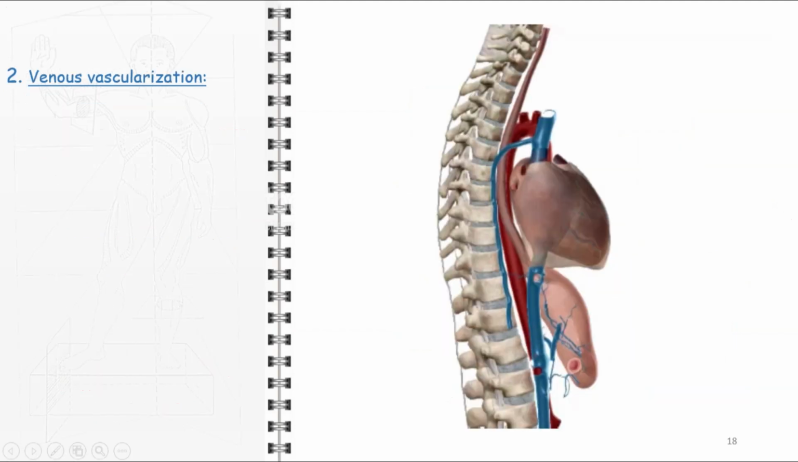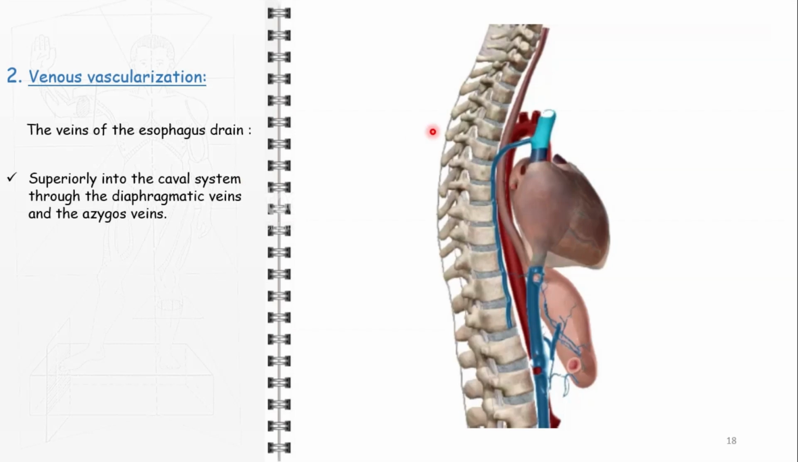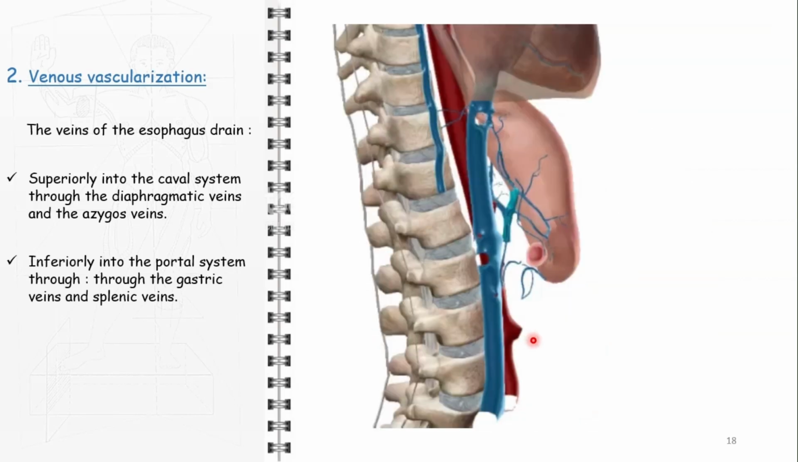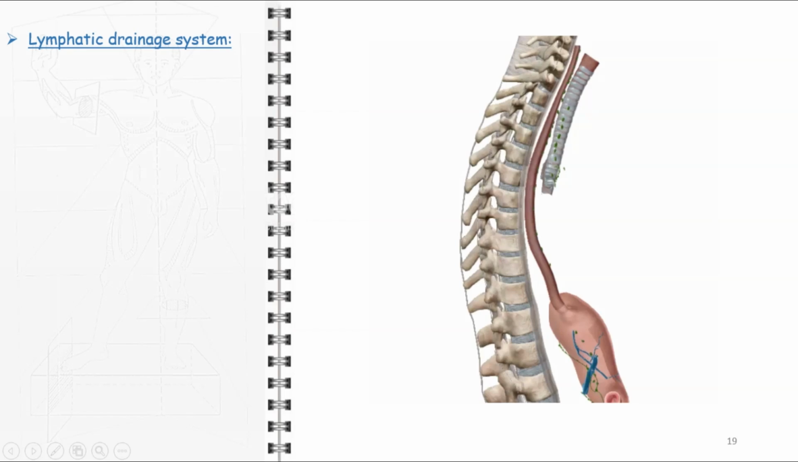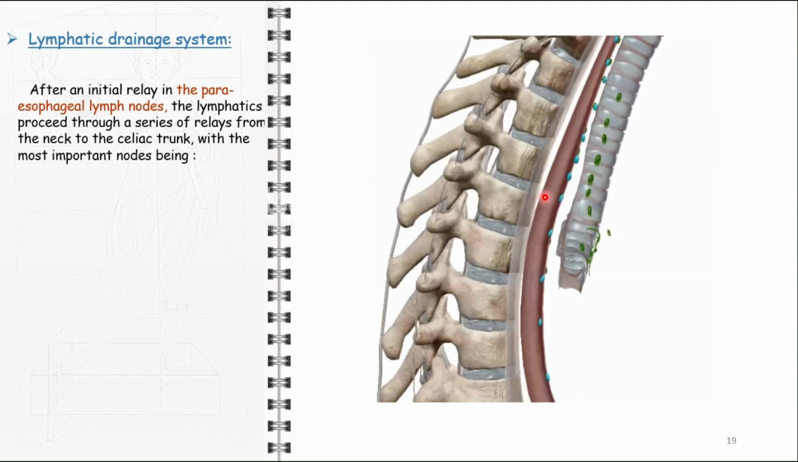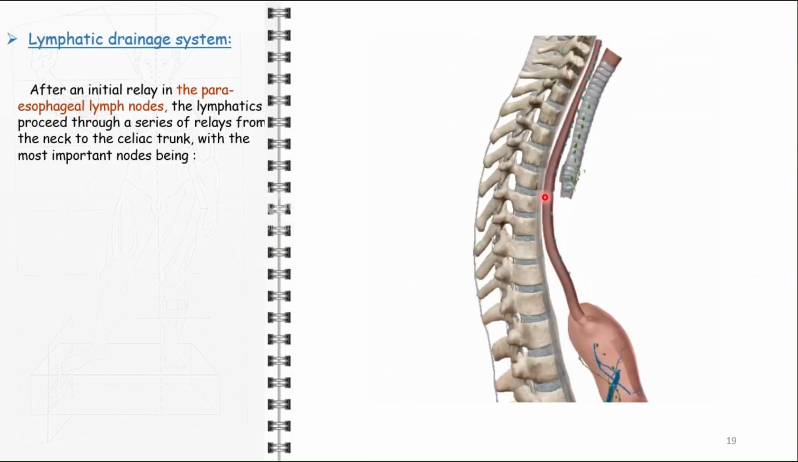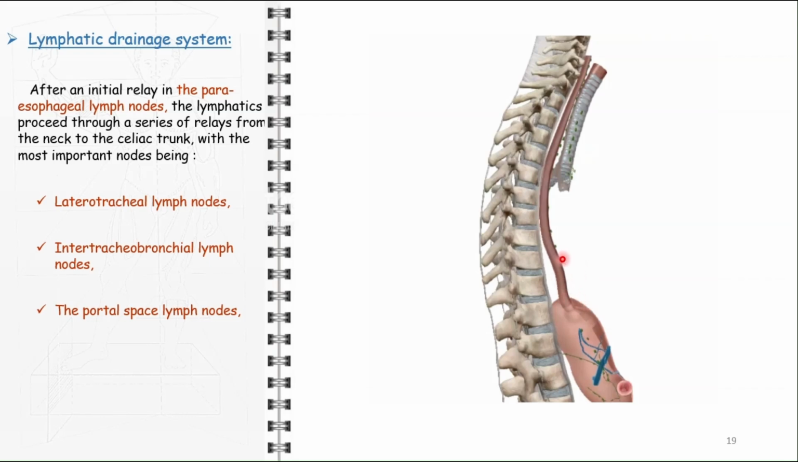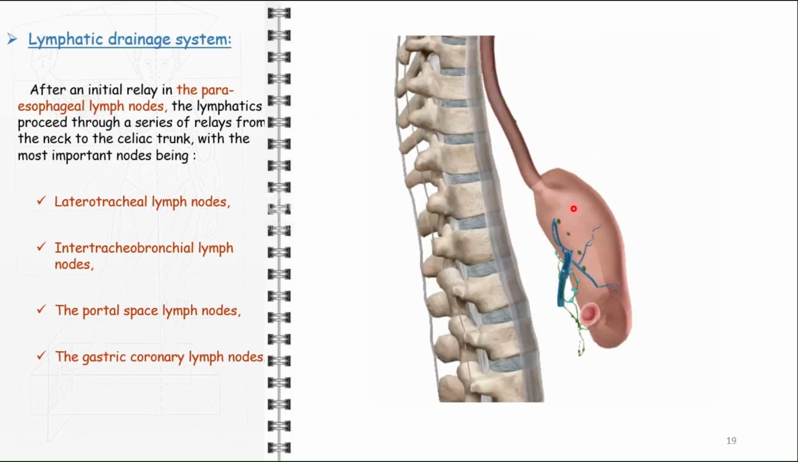About the venous vascularization of the thoracic esophagus, its veins drain superiorly into the caval system, through the diaphragmatic veins and azygos veins, and inferiorly into the portal system, through the gastric veins and splenic veins. Moving on to the lymphatic drainage system of the thoracic esophagus. After an initial relay in the paraesophageal lymph nodes, the lymphatics proceed through a series of relays from the neck to the celiac trunk, with the most important nodes being the laterotracheal lymph nodes, the intertracheobronchial lymph nodes, the portal space lymph nodes, and the gastric coronary lymph nodes.